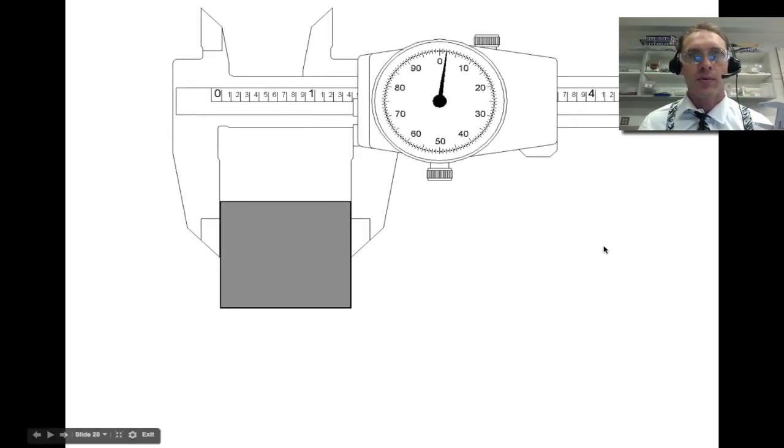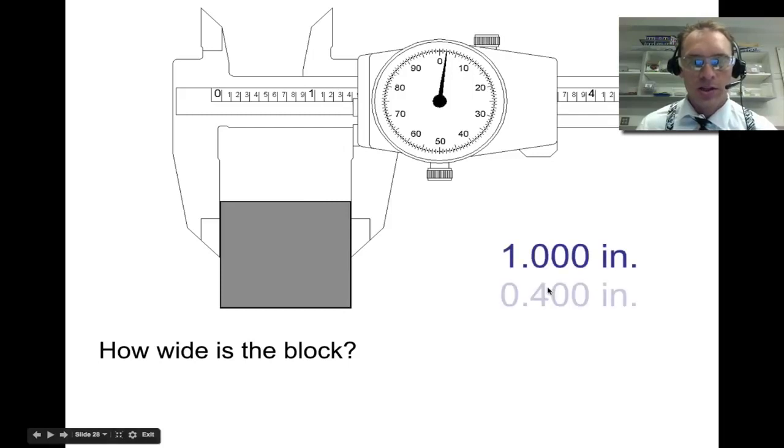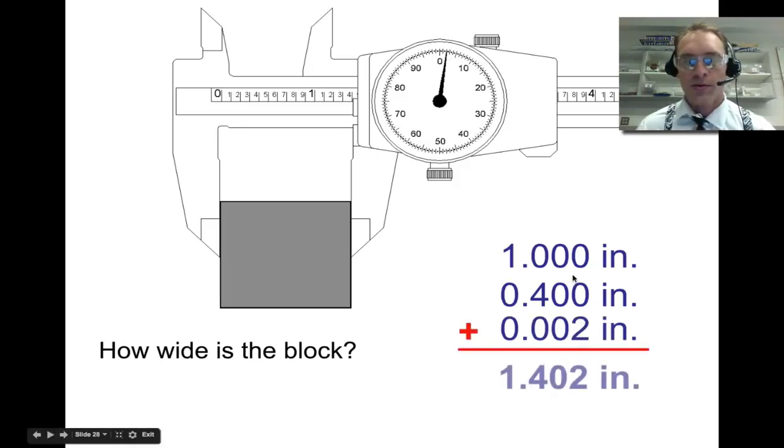So here's another example. I'd like you to take a look at this one, so maybe pause it and see if you can figure out what the number is. So moving on, I'll walk through it with you. Hopefully you got a chance to read that and figure out what it was. The question is, how wide is the block? It looks like it's 1.4. So we have 1 inch, another 0.4. We look to our dial, and it's dialed at 2. So it would be 0, 2. It's not 1.42, it's 1.402. So there we go, 1.402.